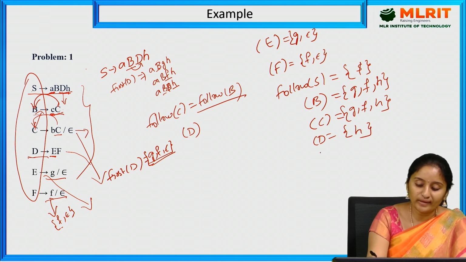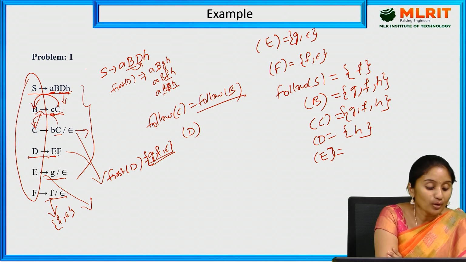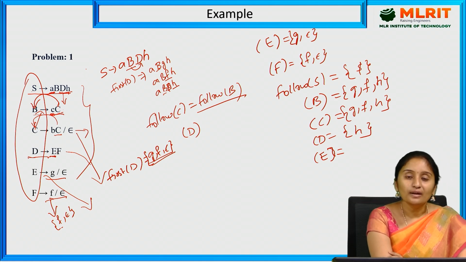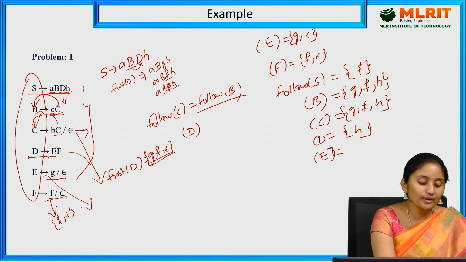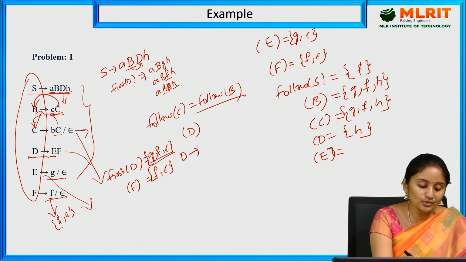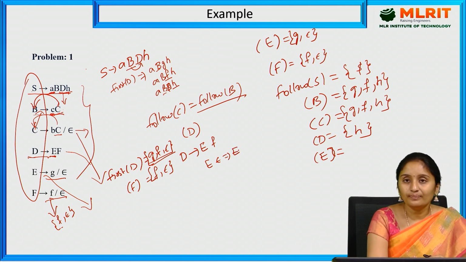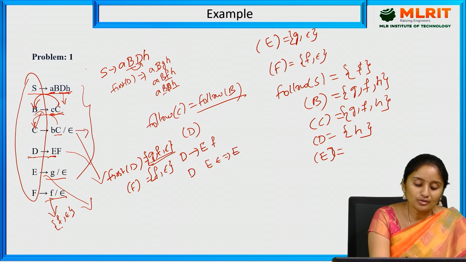Next, follow of E. Follow of E is followed by F. F is a non-terminal, so what we are going to do is calculate the first of F. What is first of F? First of F is nothing but F, epsilon. So D produces E F, one time E epsilon. E epsilon is nothing but E. So follow of E.